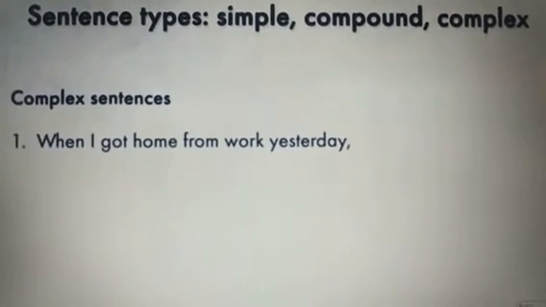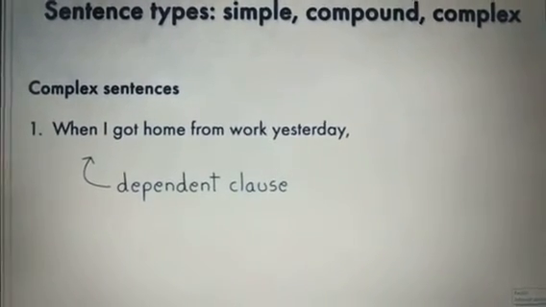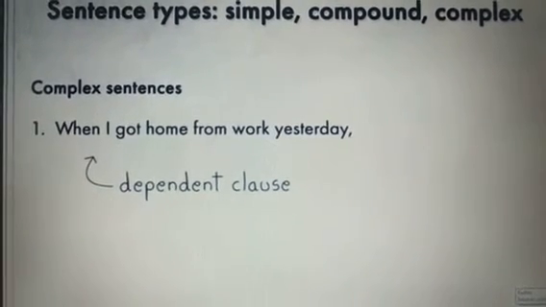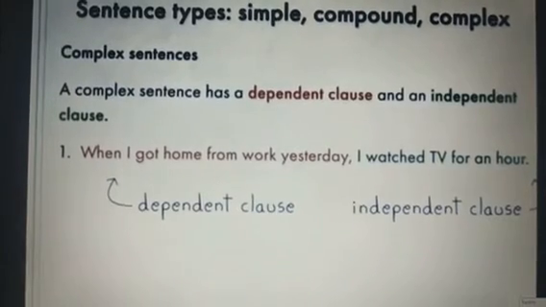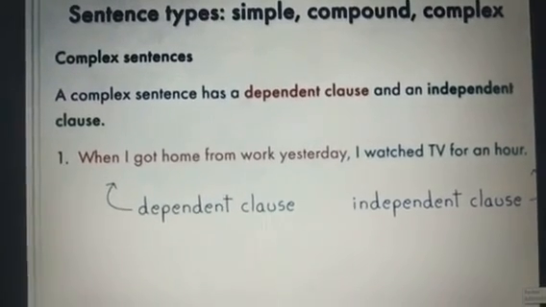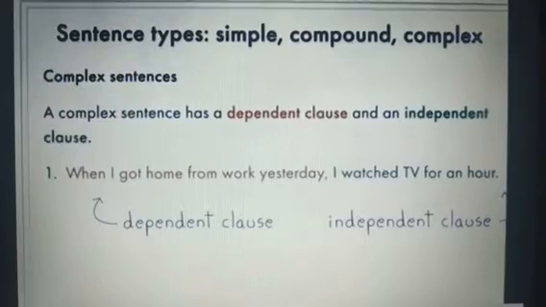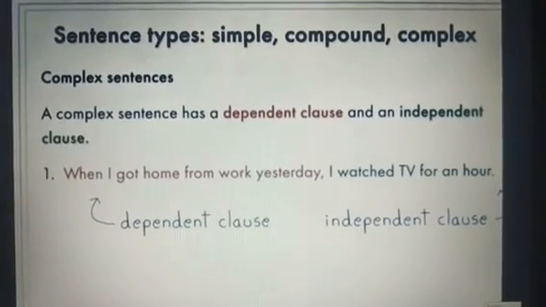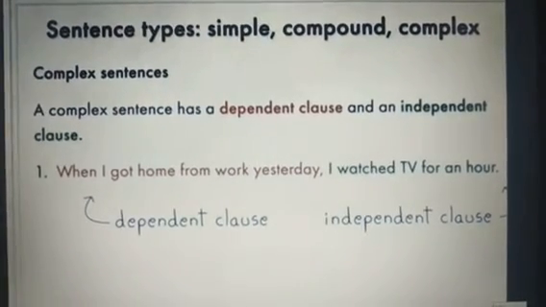So this is not an independent clause. This type of clause is called a dependent clause. To make it a complete sentence, you have to add an independent clause to it. For example, when I got home from work yesterday, I watched TV for an hour. So you see, there is a dependent and an independent clause. Now it's a complete sentence, and this type of sentence is called a complex sentence.